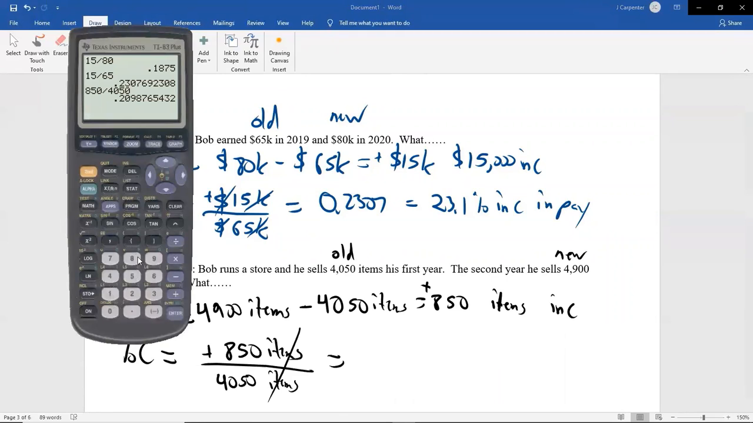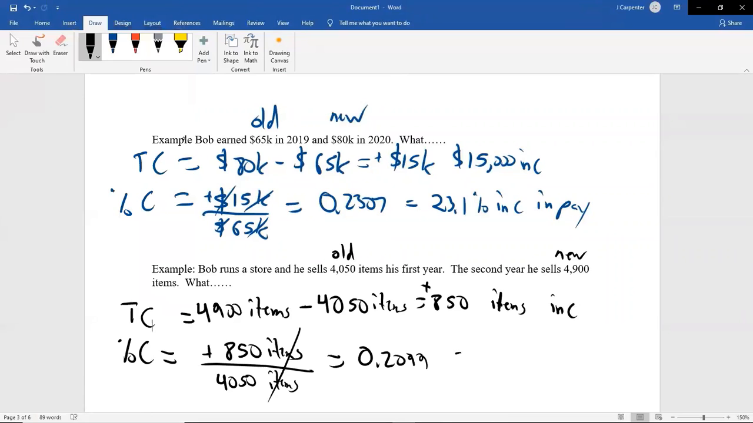If you don't trust me on that, you can cancel out a 10. Here's 85 divided by 405. Same answer. And if you divided both of those by 5, you'd get 17 over 81. Same answer. So 0.20987, let's just go 4 decimals originally, so 0.2099.